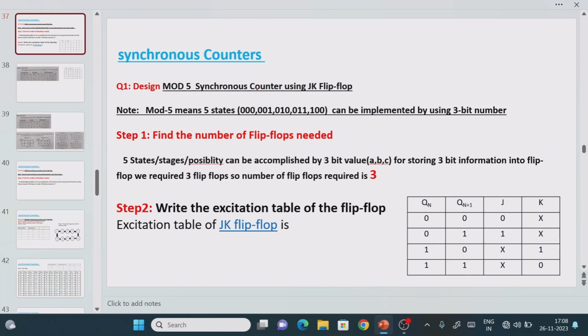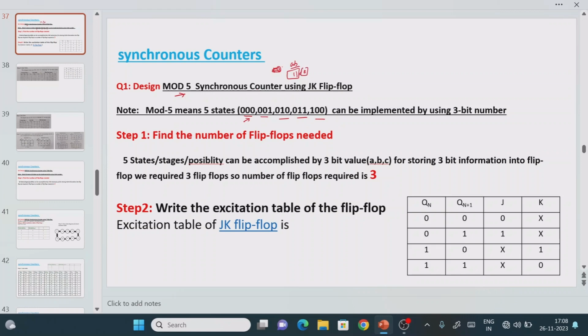So what is the meaning of mod 5? It is going to perform 5 stages, or 5 states. What are those 5 stages? 0 0 0, 0 0 1, 0 1 0, 0 1 1 and 1 0 0. Why do we require a 3-bit representation? For example, if you consider a 2-bit number, what is the maximum value we can represent? Only 3.